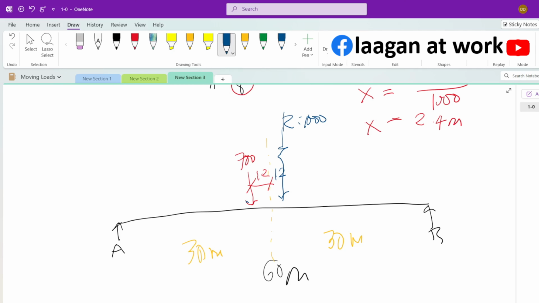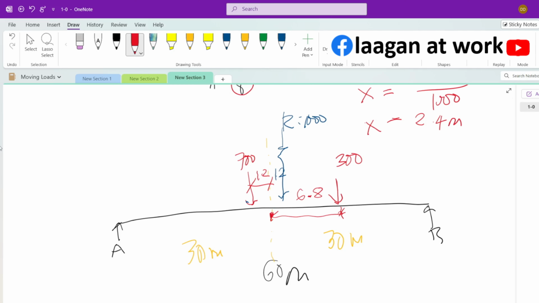So this is 700. Now, the other load right here would be the 300, which is 8 minus 1.2. So 8 minus 1.2 is 6.8. So that is the distance from the center line. So that is your position.